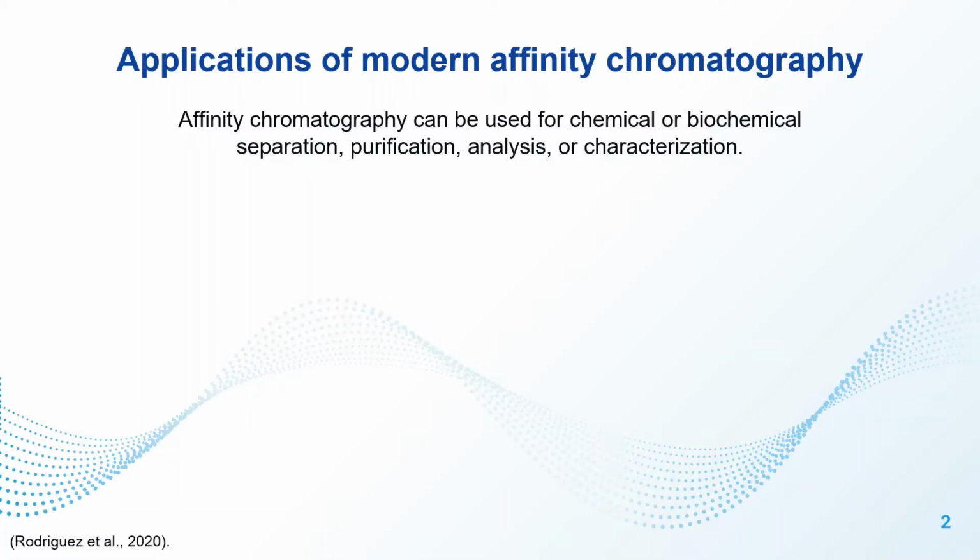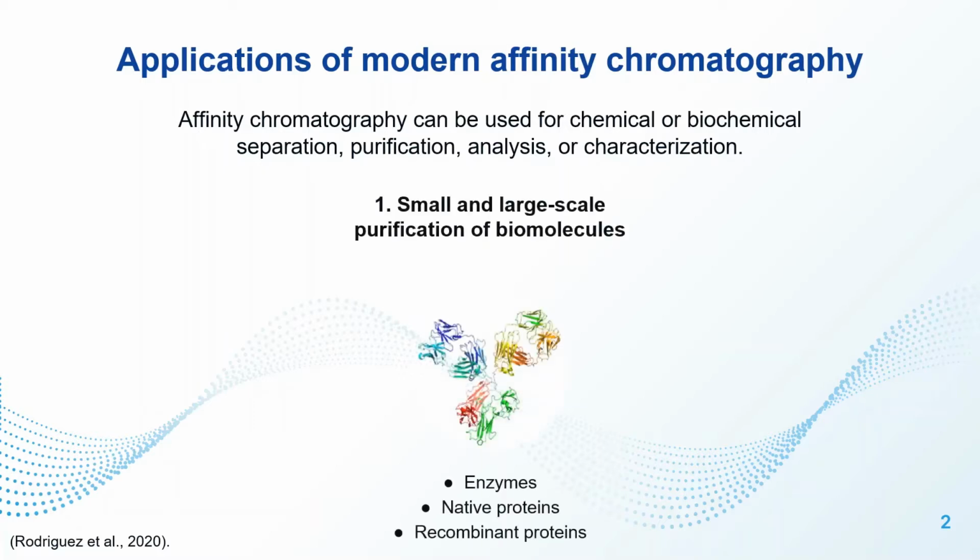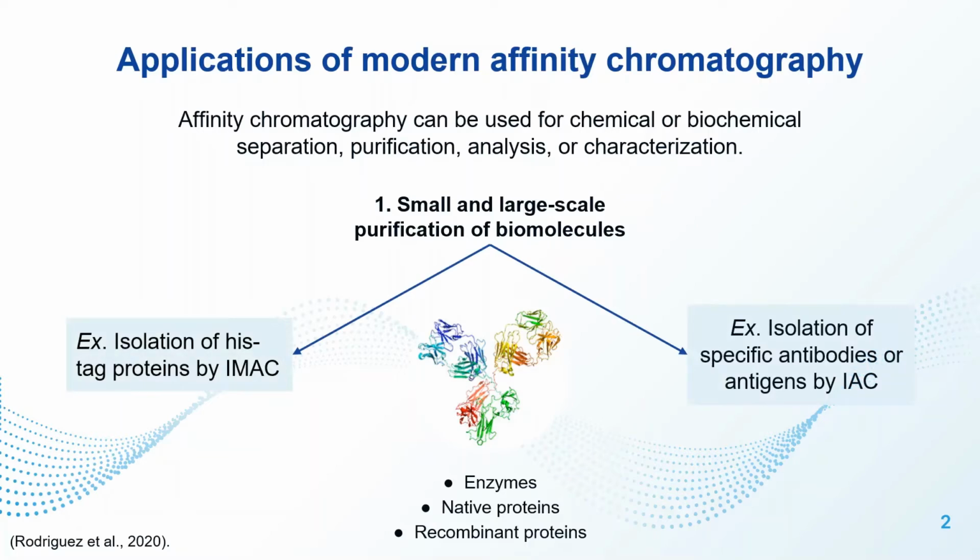The uses of affinity chromatography mainly include separations, purifications, analysis, or characterizations. Many of the applications involve both small and large-scale purification of biomolecules, such as enzymes, native and recombinant proteins, by using dye-ligand or biomimetic affinity chromatography. Common examples of popular small-scale applications are isolation of His-tag proteins by immobilized metal affinity chromatography, and isolation of specific antibodies or antigens by immunoaffinity chromatography.